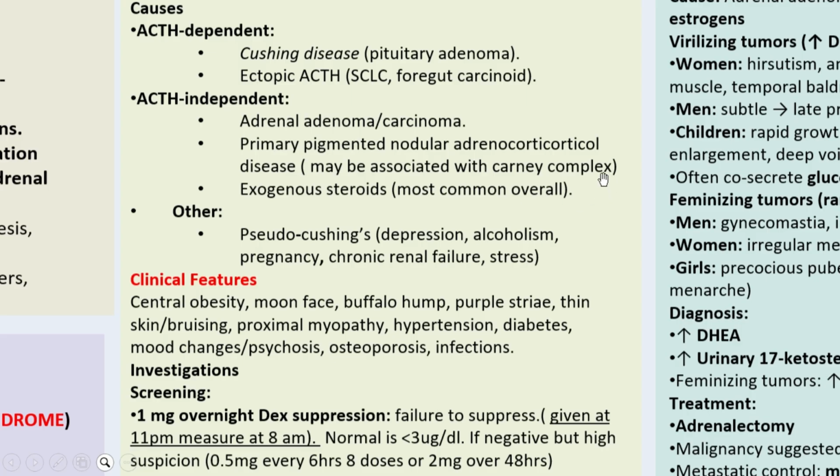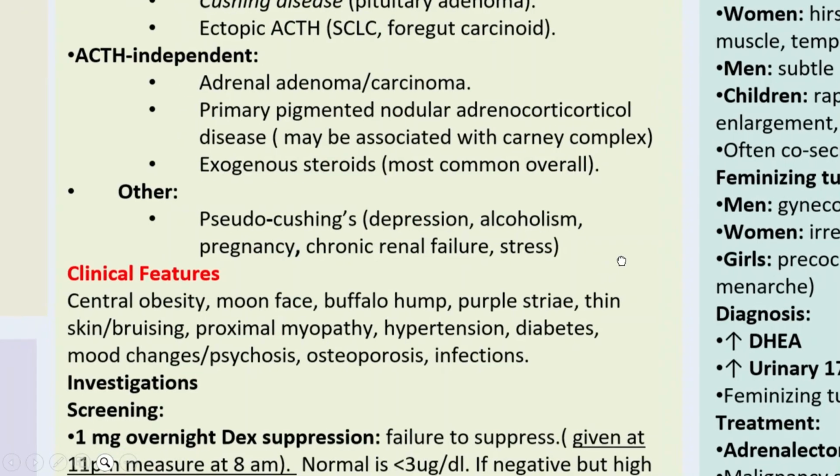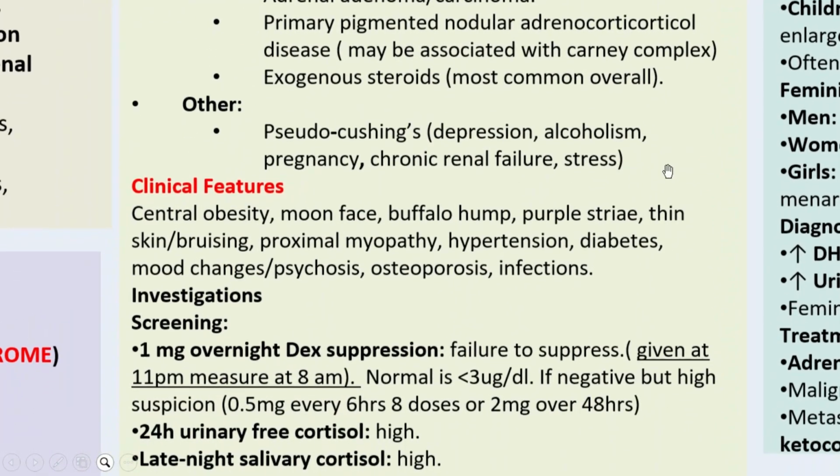Then we have exogenous steroids. This is most common. You find someone has been taking steroids for maybe a medical condition or abuse. And then we have the pseudo Cushing's disease, which is very important because these are patients who have things like depression, alcoholism, pregnancy, chronic renal failure, and stress, and they have elevated levels of cortisol. Most of the time, when you treat these underlying conditions, they're able to return to their baseline.